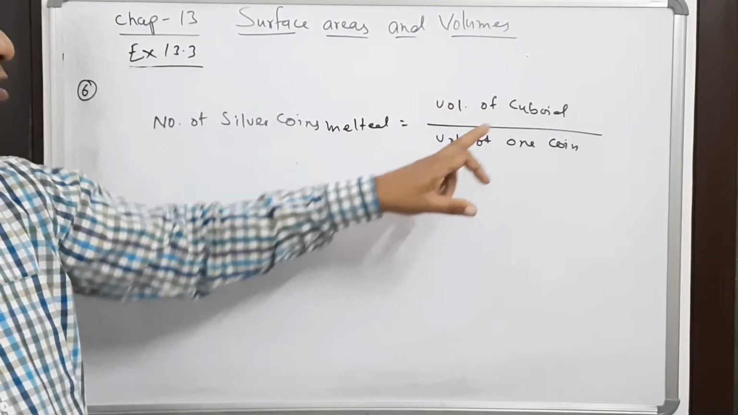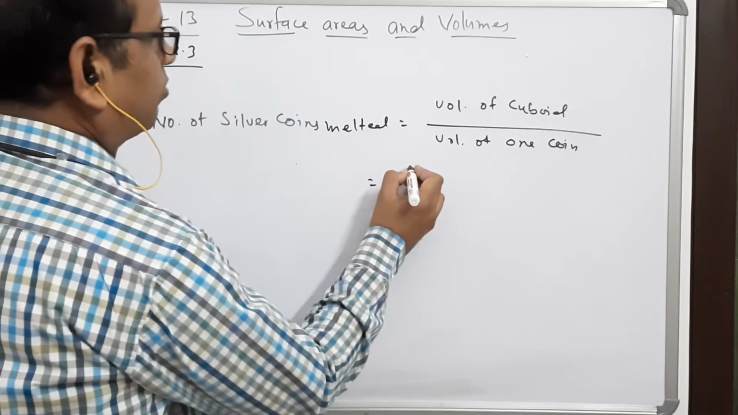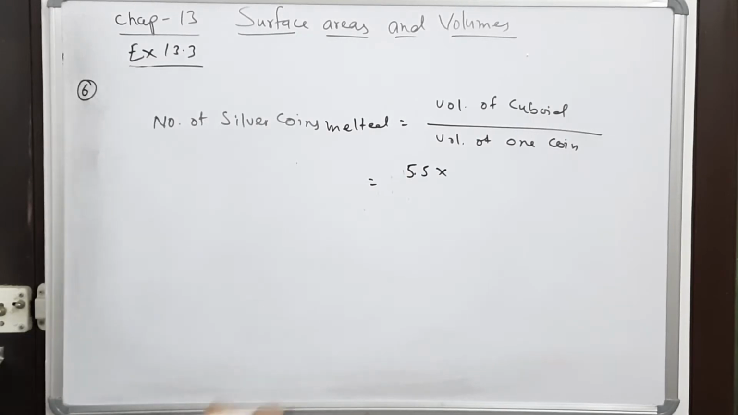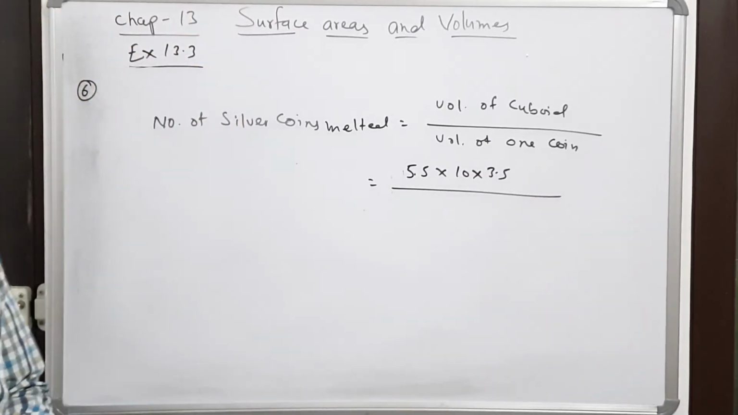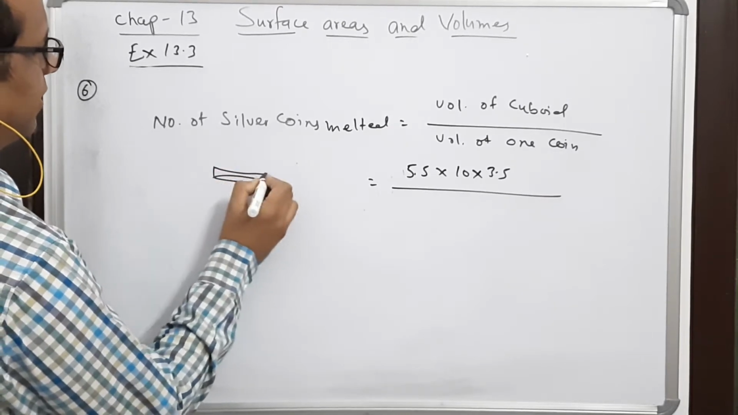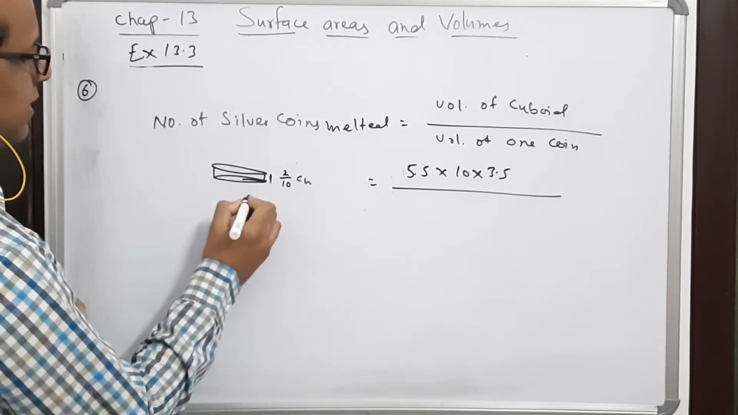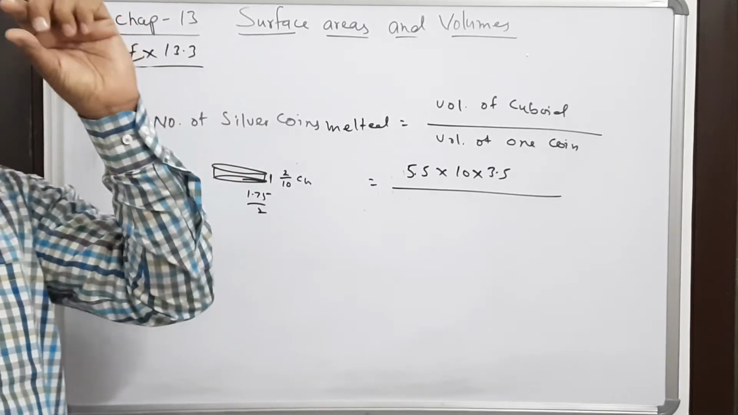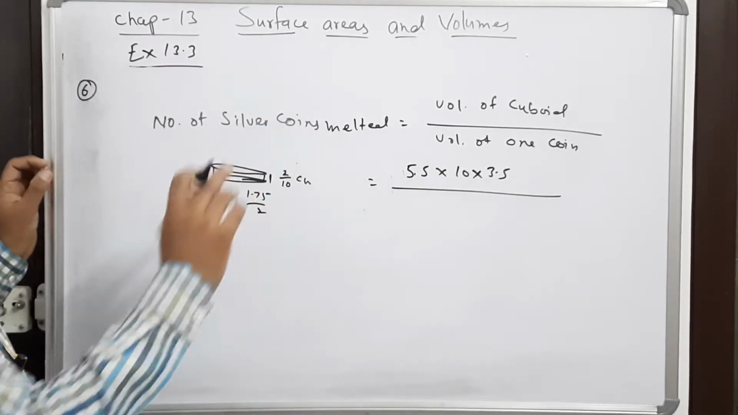So simply the volume of the cuboid divided by the volume of a coin. It is not a very complicated sum for understanding. So the volume of the cuboid is 5.5 into 10 into 3.5 into 10 into 3.5. Here the important part is that a coin is actually a cylinder and the thickness is the height, and the radius is 1.75 upon 2. 2 mm is the thickness. So in the case of a coin, the thickness will be the height and the radius is half of the diameter.